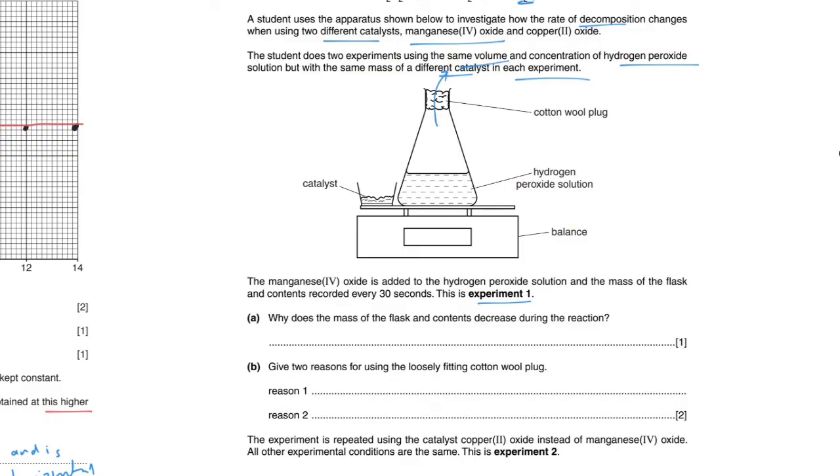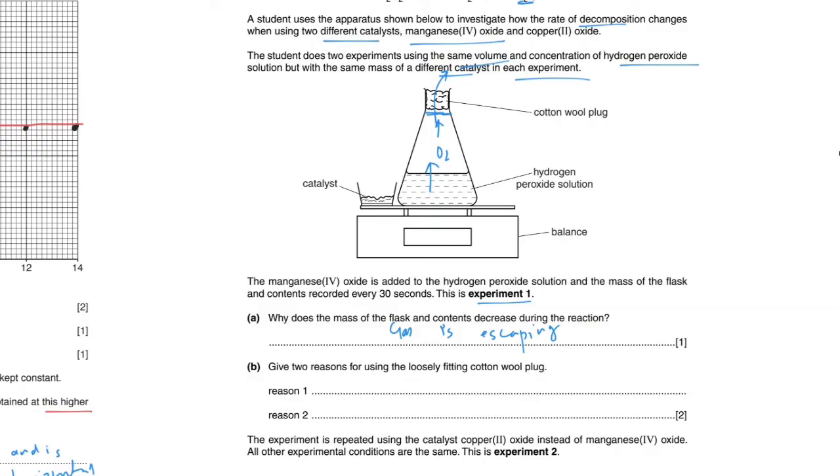This is the loss in mass method. So the mass of the flask is decreasing because oxygen is leaving the flask, because gas is leaving the flask. So you can say it's decreasing because gas is escaping. Or you can also name the gas oxygen. Give 2 reasons for using the loosely fitted cotton wool plug. One of it is that when oxygen bubbles out of the solution, it may carry some droplets of liquid. Okay, so we have to stop that.